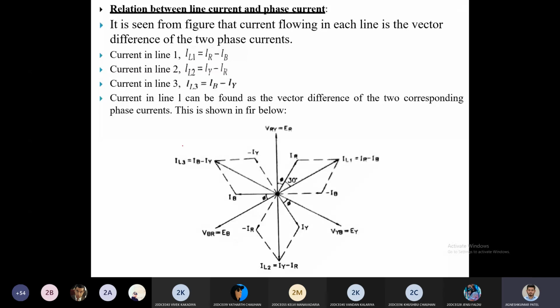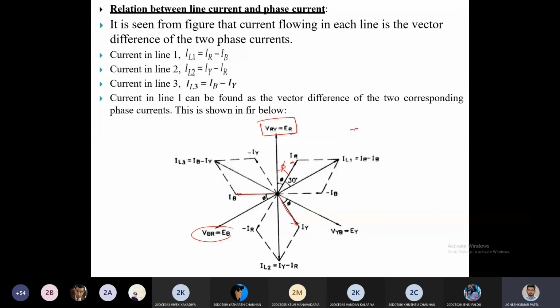So we can plot the vector diagram like this. Okay, now see, this is my voltage, this is angle phi by which my current would be lagging, and this is my IR. In the same way, this is my VBR or EB, and the current of that is this one, IB. In the same way, there is IY over here.